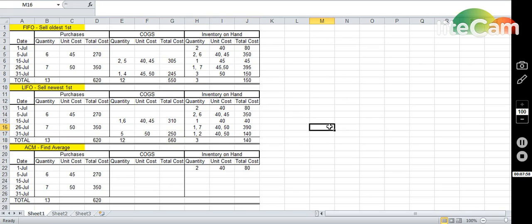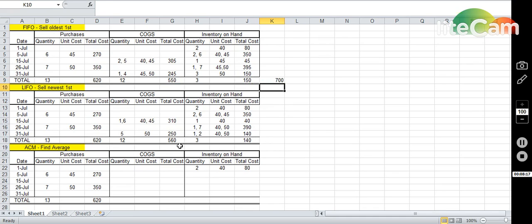Okay. So let's take a look here. My cost of goods sold for the month of July using FIFO was $550, and my inventory on hand was $150. If I were to add these 2 numbers together, I would have $700.